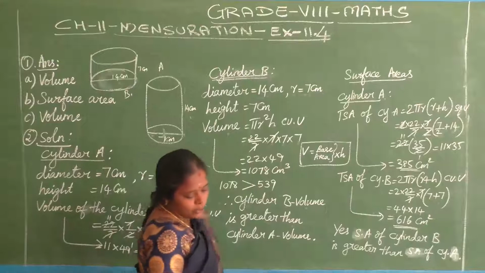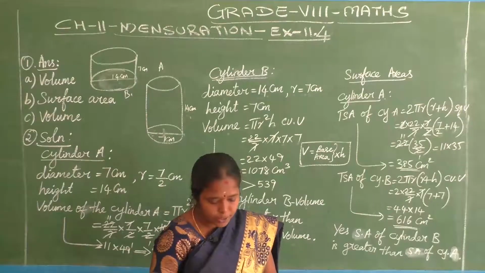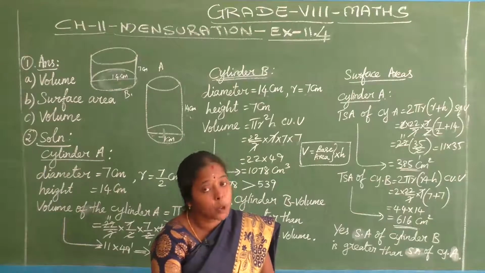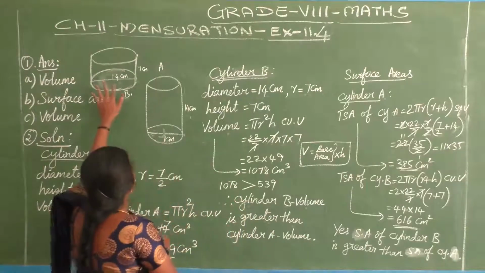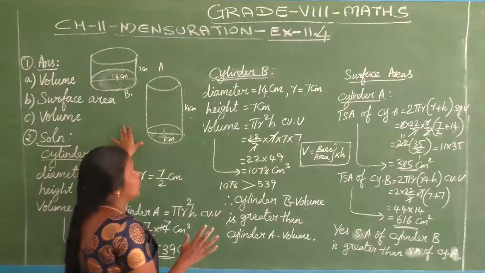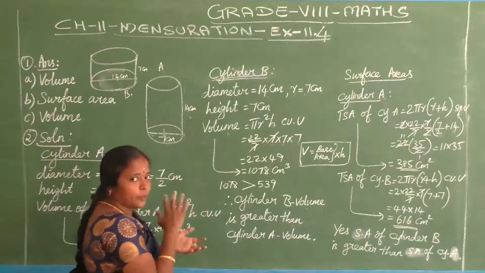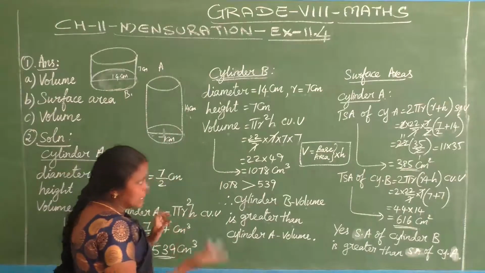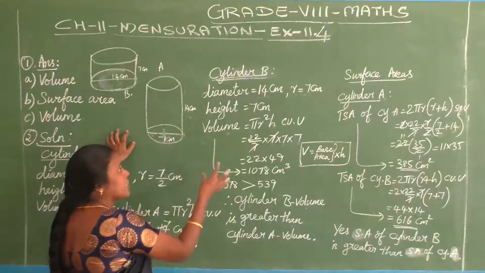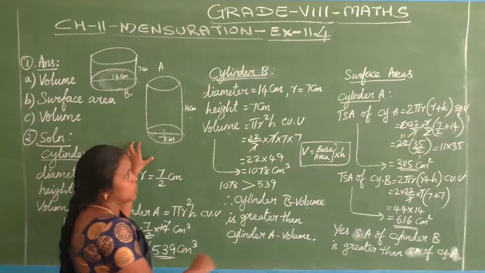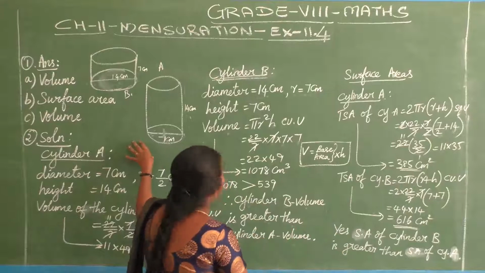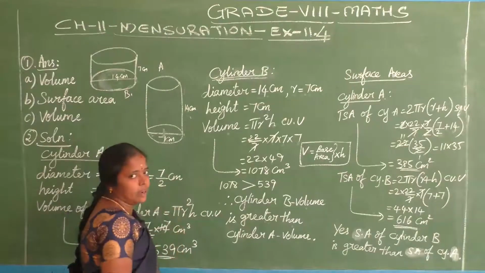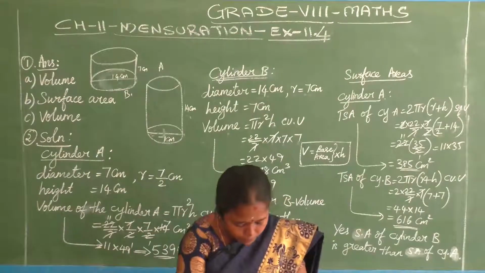Understood or not? So the second question, they are telling us to verify it by finding the volume of both cylinders. We have verified cylinder B only has greater volume, that means the space occupied by cylinder B is greater than cylinder A. The third part, they are telling us to check their surface areas also. So we have checked, and we conclude cylinder B only has greater volume, also greater surface area. Understood? Okay, come to the third question.